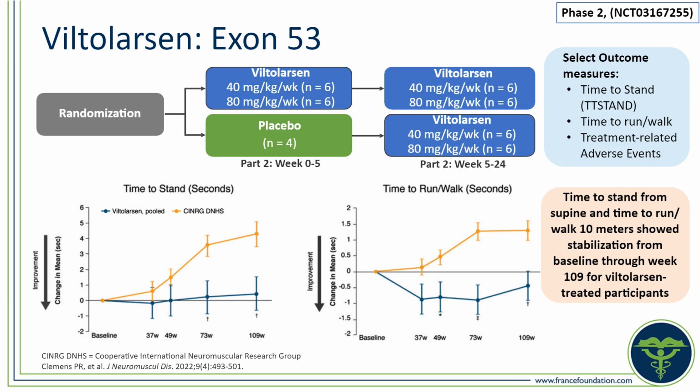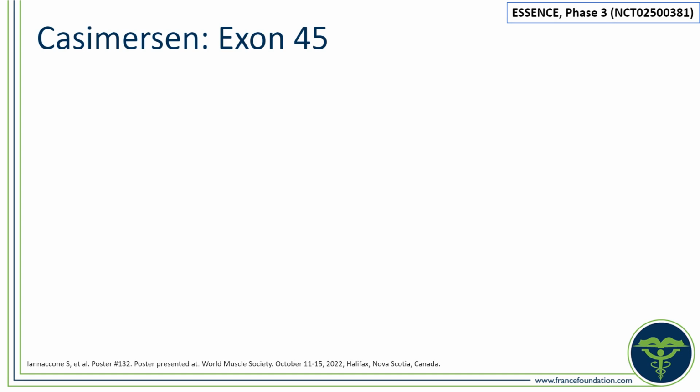So what we're seeing here is decline within the natural history group depicted in orange and stabilization of these measures in the boys treated with viltolarsen in blue. The final exon skipping drug is casimersen.